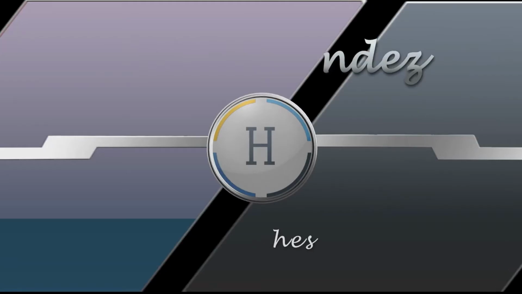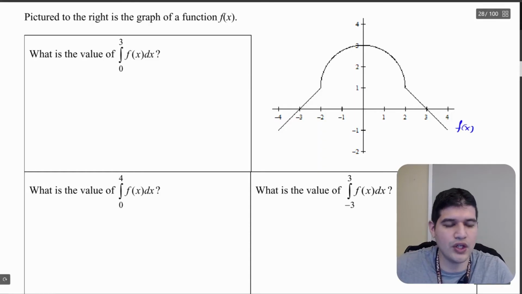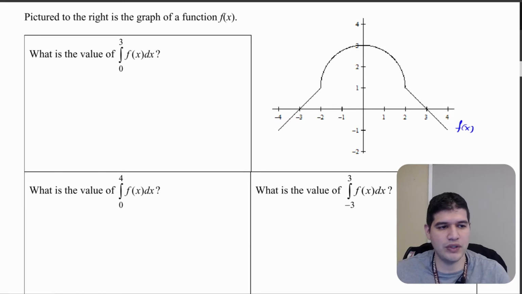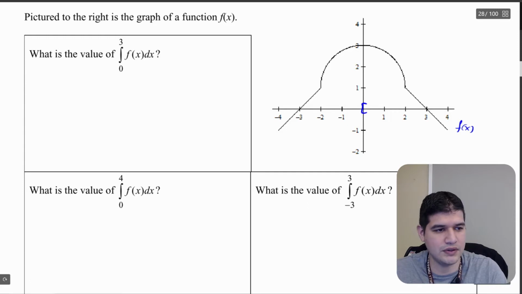So we're given here a graph of f of x. And notice the geometrical features of this function. We do have a semicircle, we do have some rectangles and triangles that we can use here. So for this first one, what is the value of the integral from 0 to 3 of f of x dx? So I'm going from 0 to 3.